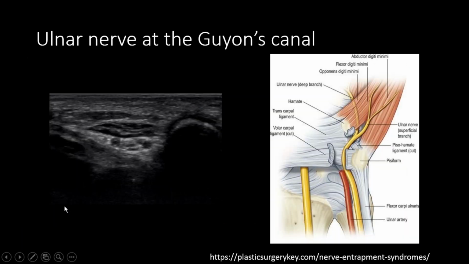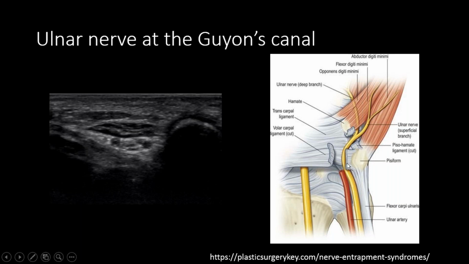Okay, now ulnar nerve at the Guyon's canal. So the ulnar nerve enters the hand through the Guyon's canal, and to scan this nerve, you have to put the probe transversely across the pisiform on the medial aspect. You can see the transverse carpal ligament is on the floor of it, and there's a volar carpal ligament which has been cut in this image.